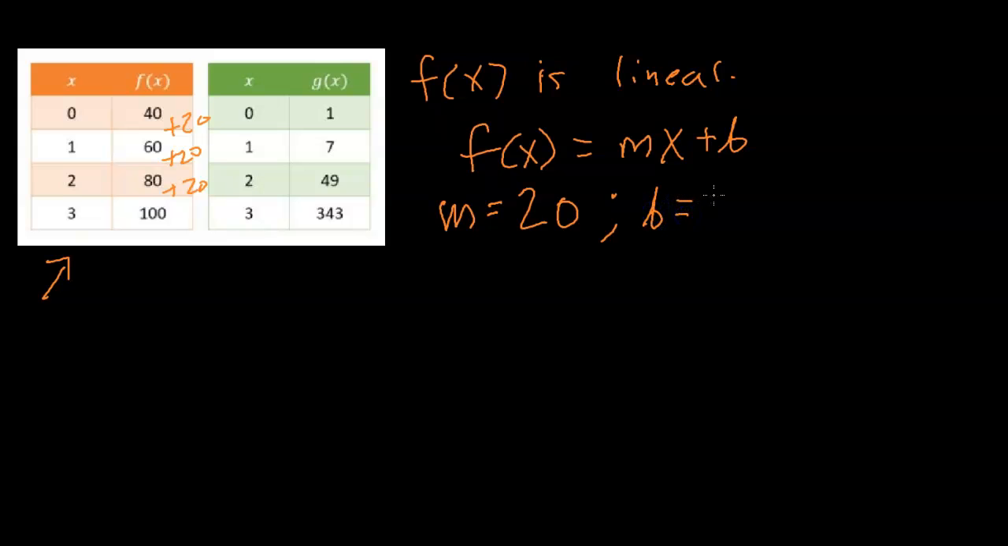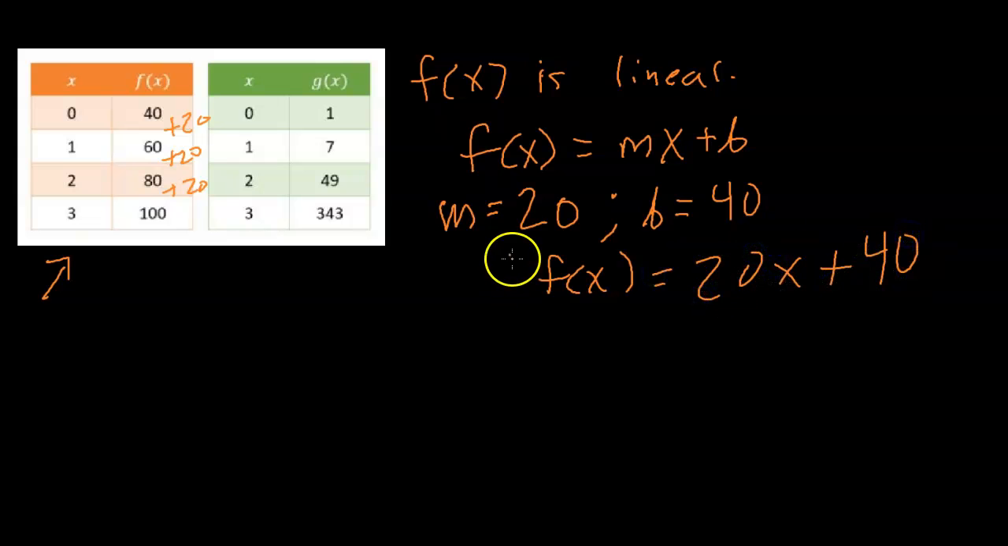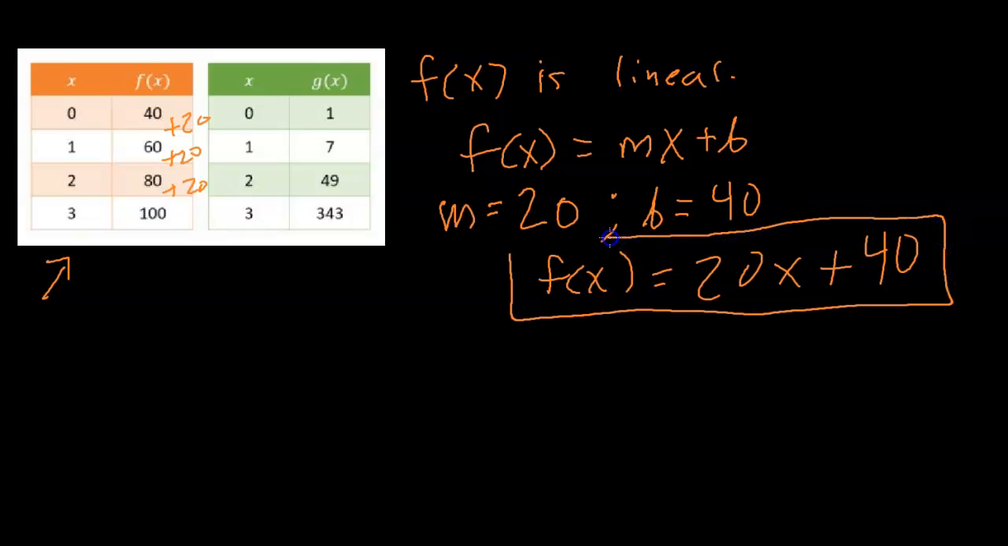And b is what? Well, b is the y-intercept, right? That's the value when x equals 0. And what's the value when x equals 0? It's positive 40, right? So we can say that f of x is equal to 20x plus 40, right? And that wasn't so bad. We had a lot of practice with that in the last topic we spent time on, right?